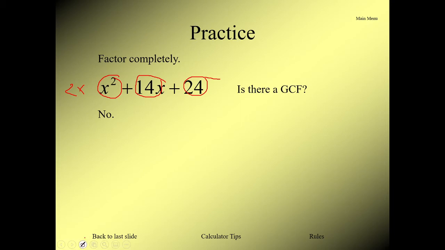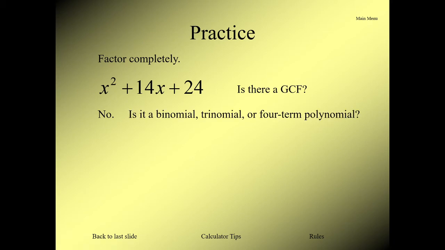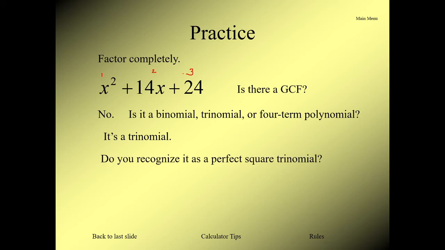So let's proceed with the next step because it doesn't have a GCF. Then you ask yourself again, is it a binomial, a trinomial, or a four-term polynomial? So it's a trinomial. As you can see, there are how many terms? 1, 2, 3. So do you recognize it as a perfect square trinomial? It's not a perfect square trinomial. So therefore, we have to use the A, C, and B method.